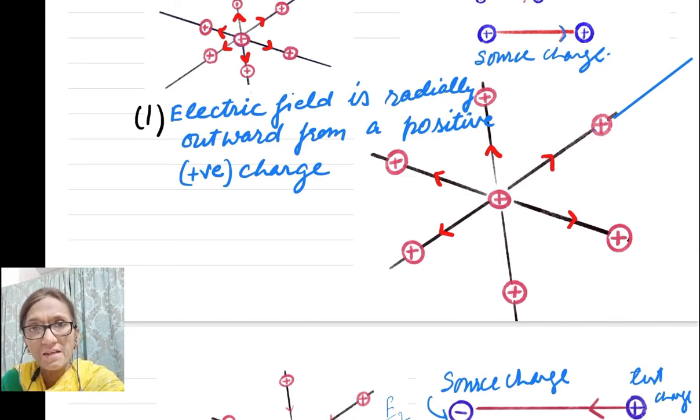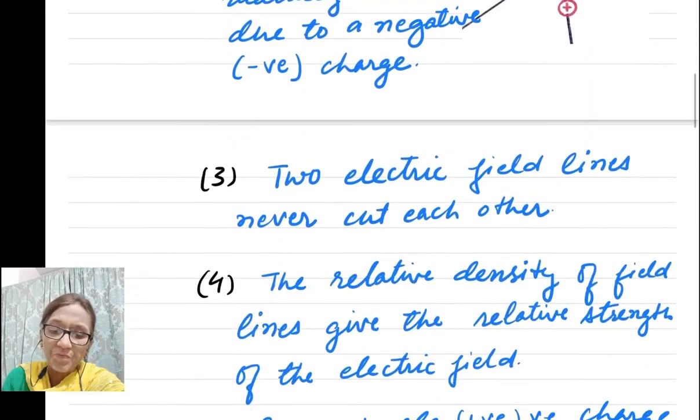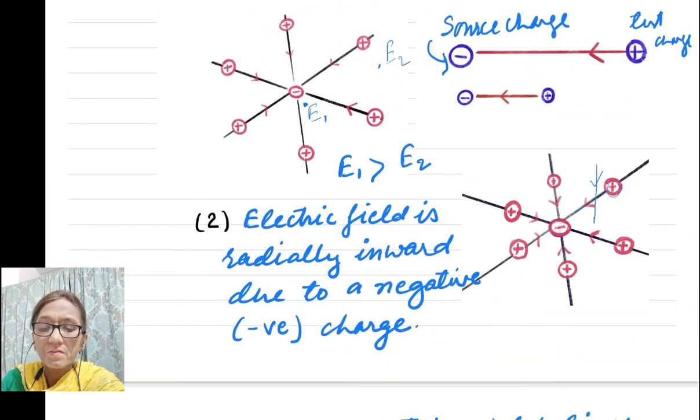So here you find the direction, but with the help of electric field lines you can also find the relative magnitude of electric field. So let us see how. Yes, one more thing, one more property of electric field lines. Two electric field lines can never cut each other. Here I am drawing two electric field lines, they cannot cut each other. Why can they not cut each other? This is not true. Why not true?